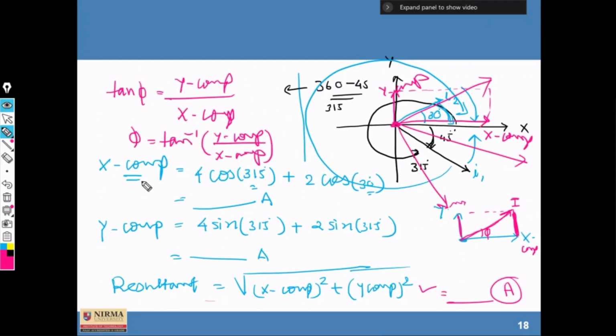For calculation of this x component, y component, resultant, and theta, you should know how to operate the calculator, isn't it? You can find tan inverse of some value, and you can find the angle in degrees, and you should know how to convert all these different parameters from degree to radian, radian to degree, and all these things. Cos at 315, all these different parts. I hope you understand this one.